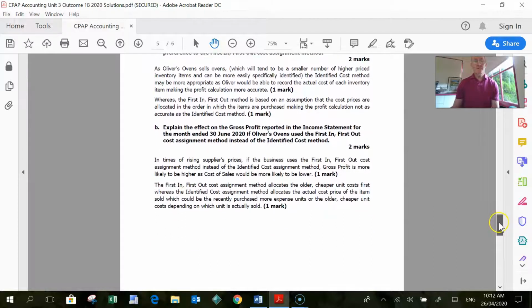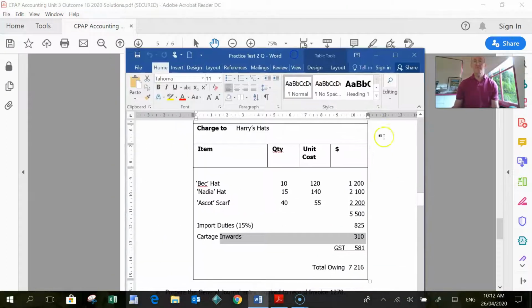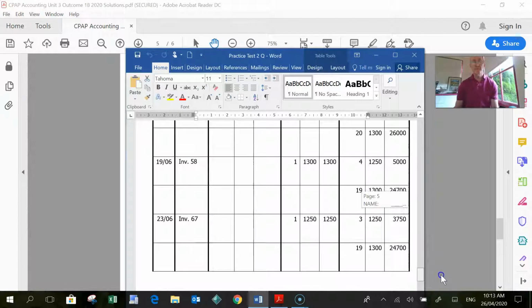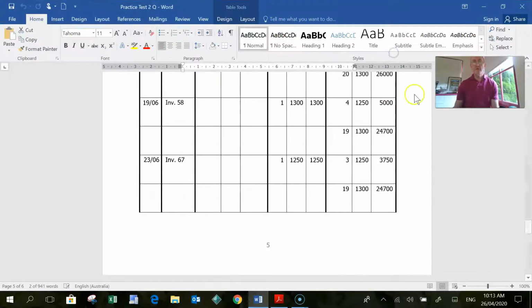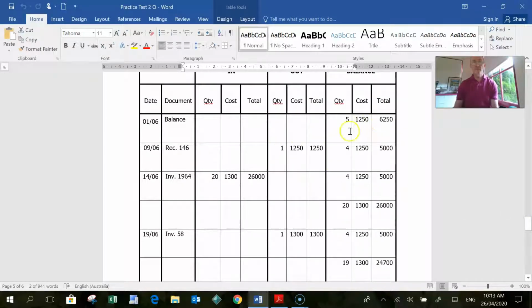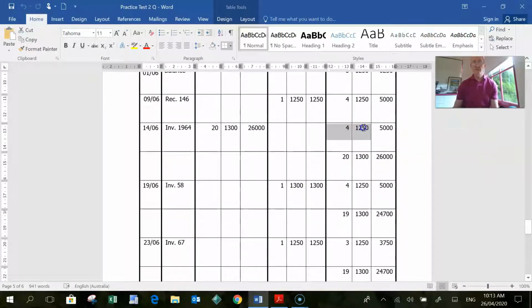The effect on gross profit if I use first in, first out: I was really pleased that so many of you used the data. So you've learned that topic really well. You went to the items and thought, where is first in, first out going to kick in? The first sale was only 1250, so it wouldn't matter what method I used. Then you went down to the 19th, where I've taken 1300 out when I had a choice of 1250 or 1300s. So Identified grabbed the 1300, whereas FIFO would have grabbed the 1250.